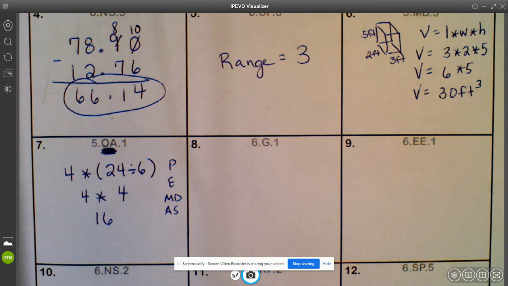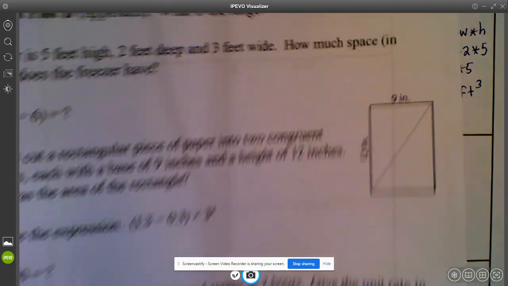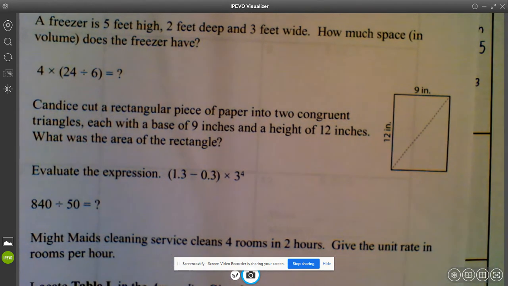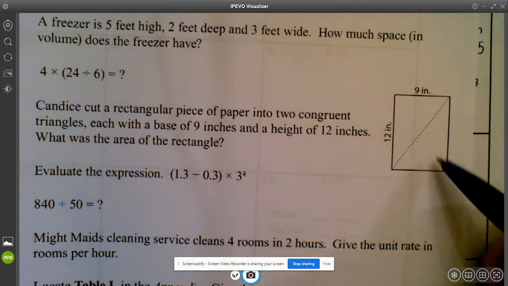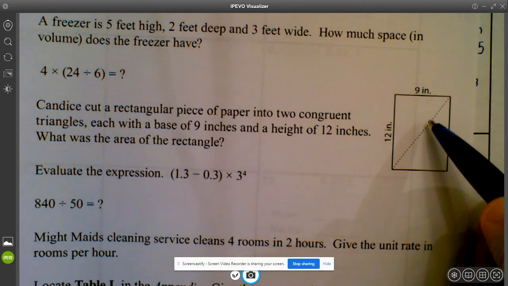Number 8 says Candace cut a rectangular piece of paper into 2 congruent triangles, congruent meaning that they're the same size, same shape, each with a base of 9 inches and a height of 12 inches. What was the area of the rectangle? So you're not actually finding the area of the triangle because these are both congruent. We really just need to look at the rectangle.